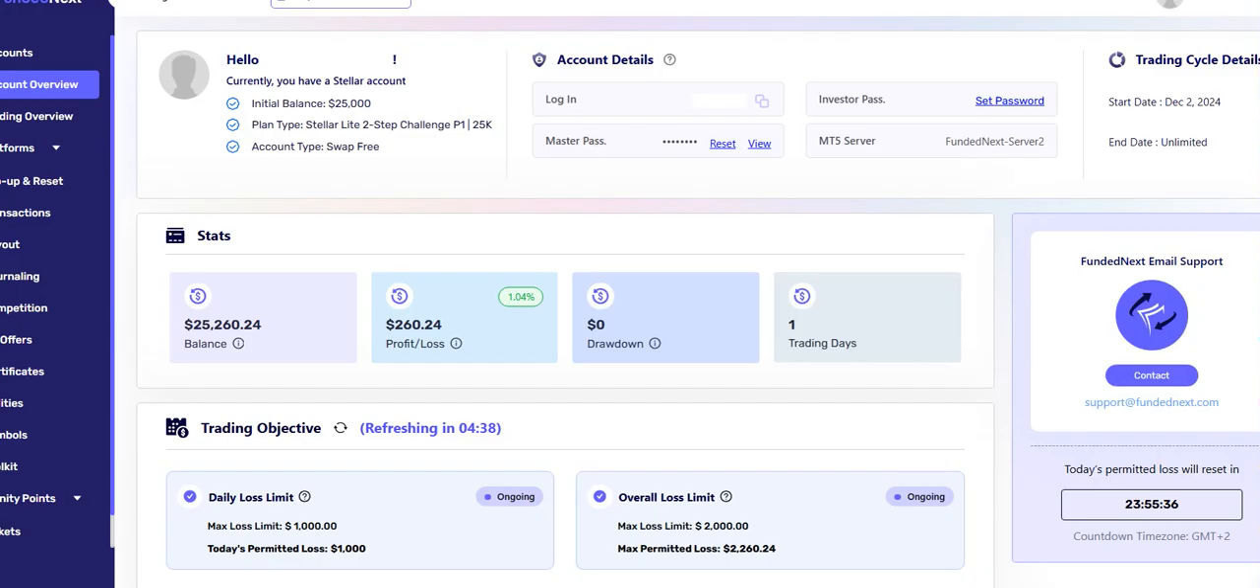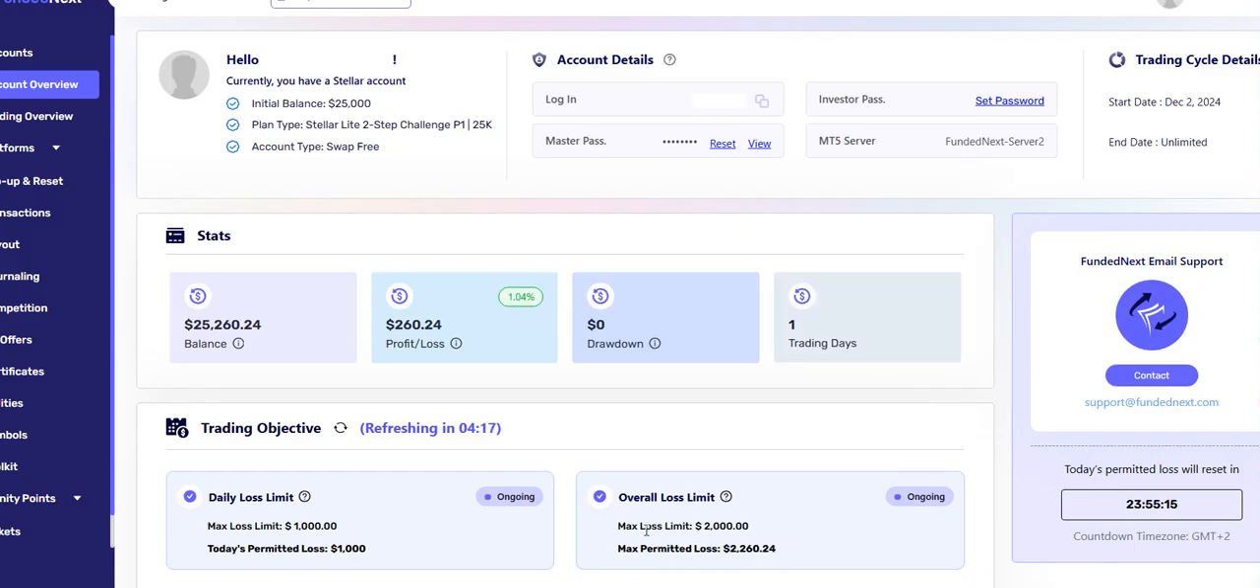Alright, now what I've done is I've purchased an account on FundedNext, as you can clearly see here. We've got 25k, two-step, it's a light one, and it is swap free indeed. Currently on the account you can see that I am pretty much 1% up. I've been trading 1 day. You can actually see my overall stats.